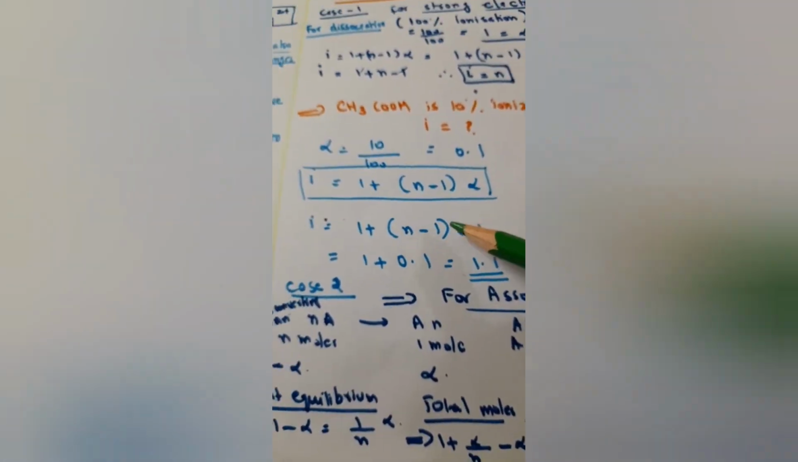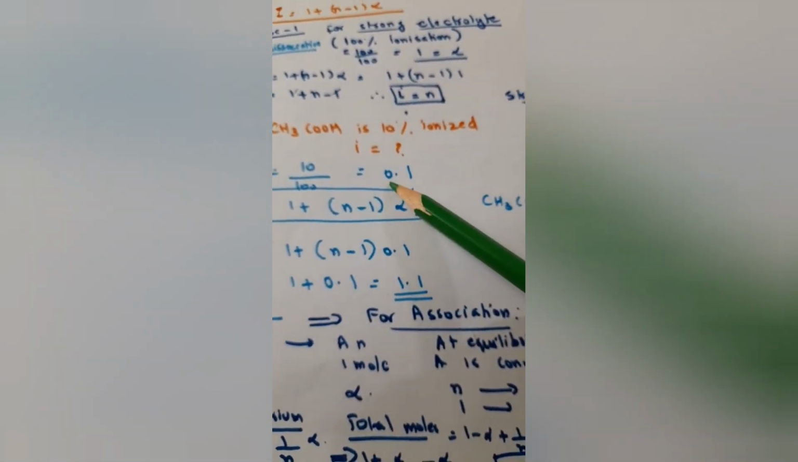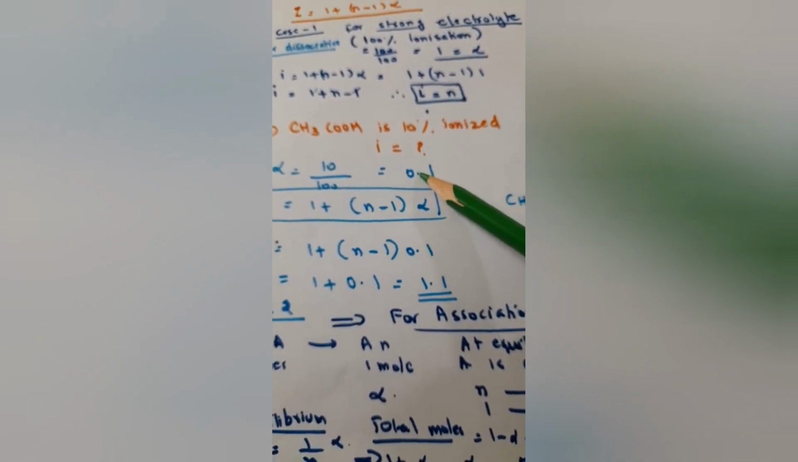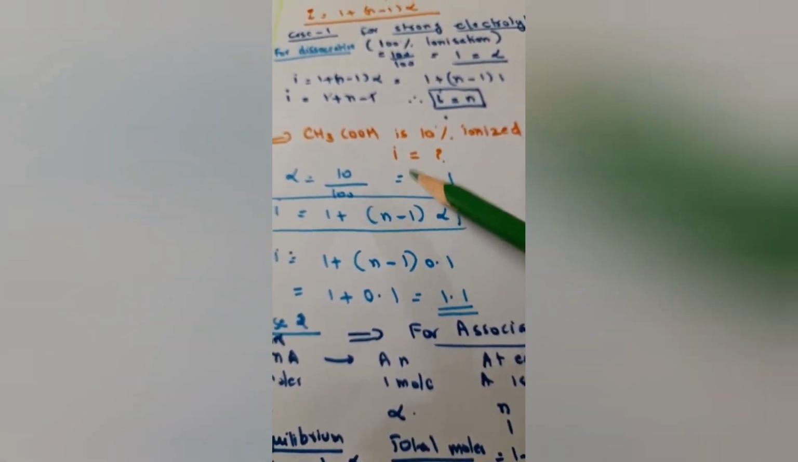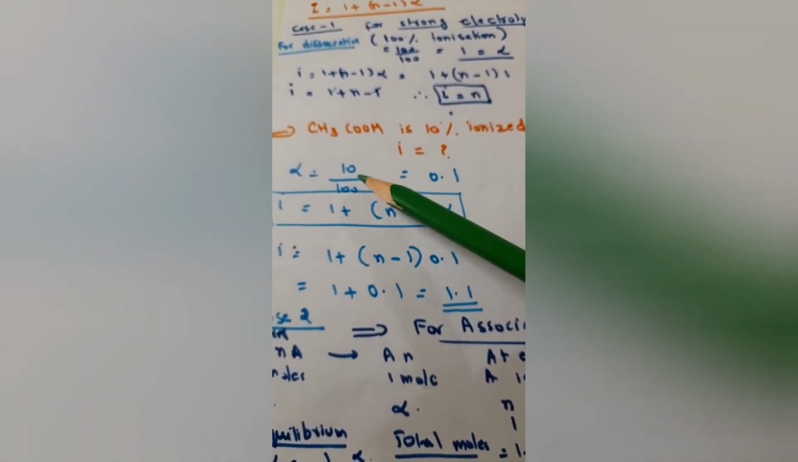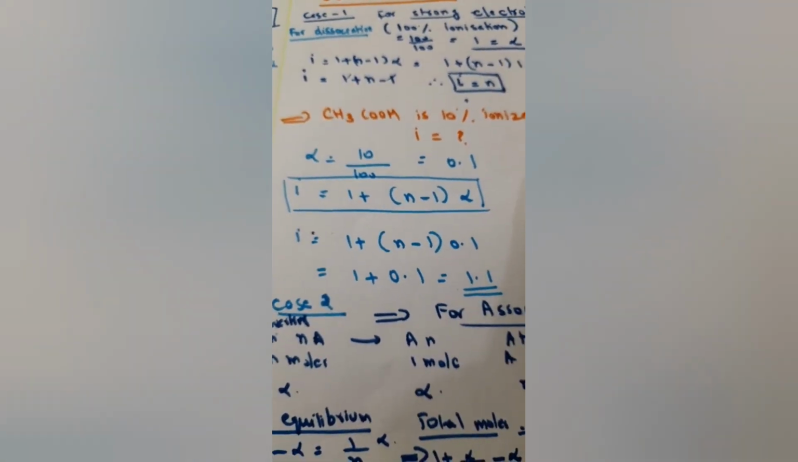Now we will take one case over here. Suppose CH3COOH is 10% ionized, and you have to find out i. So what is alpha? That is 10%, which is equal to 10 by 100. What is 10 by 100? It is 0.1.